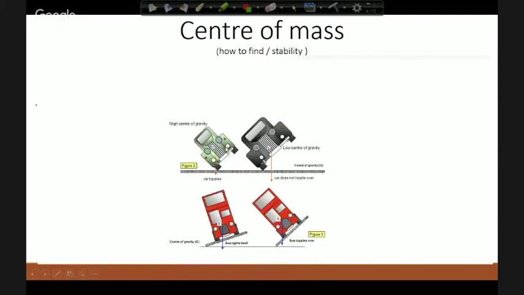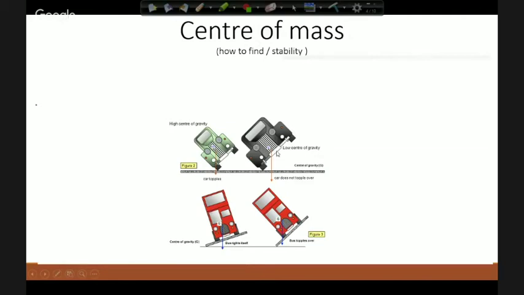Here we've got two vehicles. One is tall and thin. One is wide and low. We can see here that they're both tipped up to the same angle. But when they're both tipped up to the same angle, we can see that the centre of mass has moved outside of the base. The base of the vehicle is on its wheels. When I tip it up to this angle here, we can see that the centre of mass lies outside of the base. So this car here is going to topple.